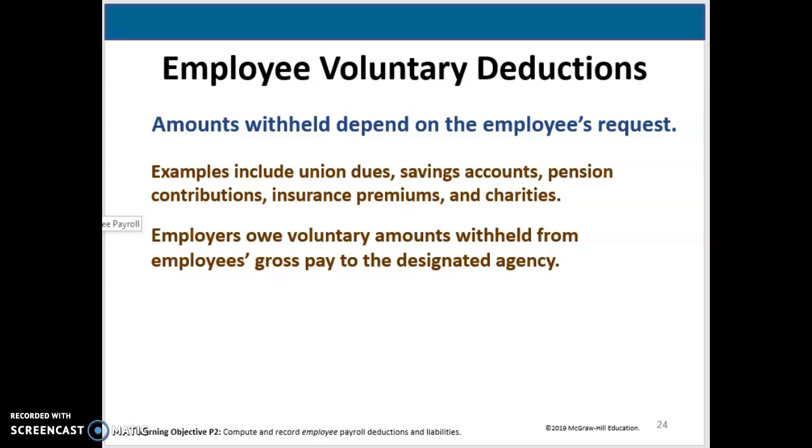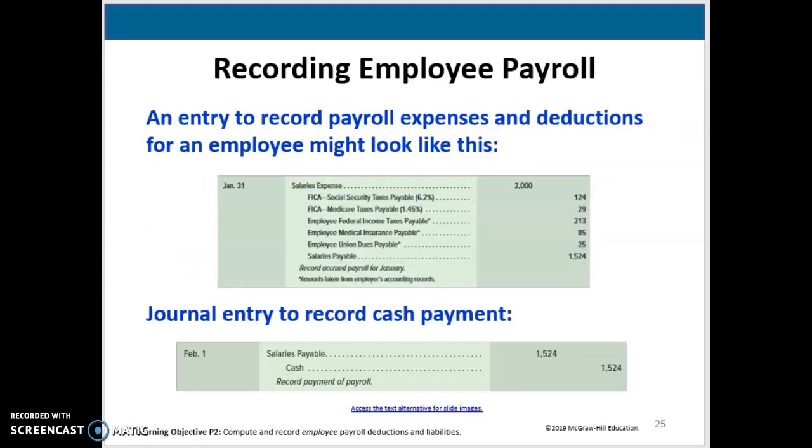So here's an example of what it looks like. We have a salary expense of the total amount, the gross amount that we're paying the employee. And then we have all the deductions. So you can see that FICA Social Security was 6.2% of that $2,000. FICA Medicare, it's 1.45%. The federal income taxes payable they provided, that would be from a chart. The medical insurance would be a set amount every week. The employee dues are typically a set amount every week. And then the difference between the gross minus the withholdings gives us the net amount.